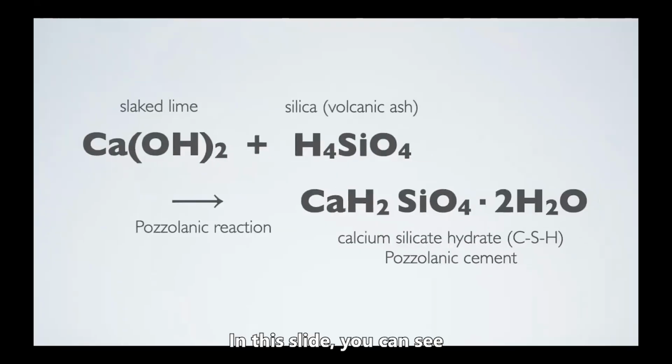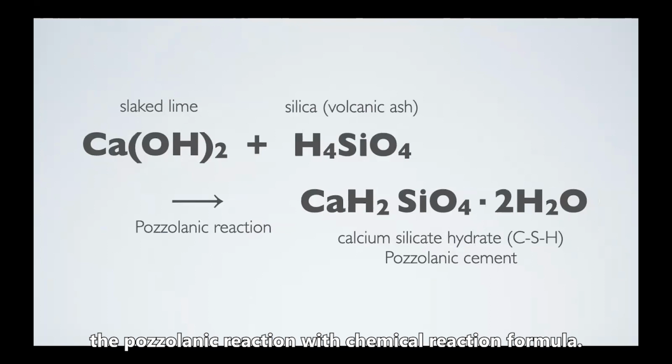In this slide, you can see the pozzolanic reaction with chemical reaction formula. Briefly, slaked lime and silica undergo pozzolanic reaction, and eventually the same final product, calcium silicate hydrate, is produced. But the reaction is very slow, and it is the difference compared to Portland cement.